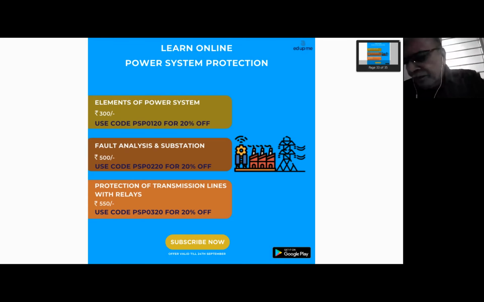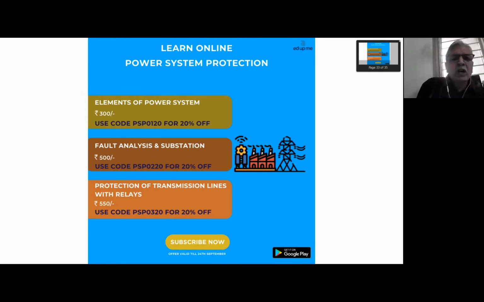The next question is, do we need to use the same discriminating element for all relays in a system from source to load?